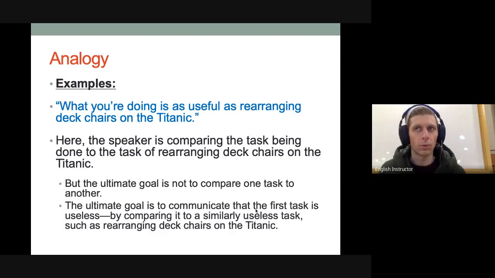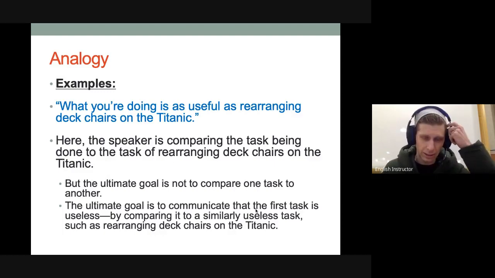So we're not saying directly with a "like" or with an "as." It's not a simile, right? But what we're doing is we're drawing attention to something else, and so we're presenting another thing that is like that, if that makes sense.